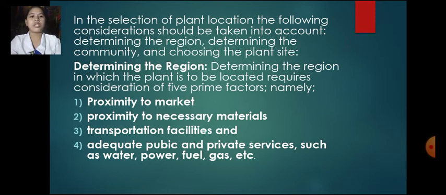Determining the region in which the plant is to be located requires consideration of five prime factors, namely: first, proximity to market; second, proximity to necessary materials; third, transportation facilities; and lastly, adequate public and private services such as water, power, fuel, gas, and so on.